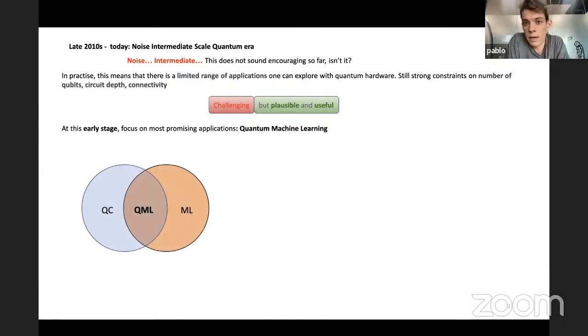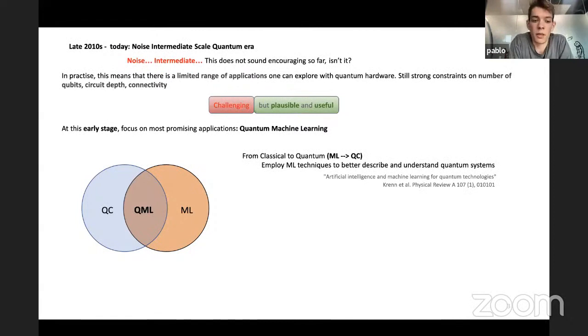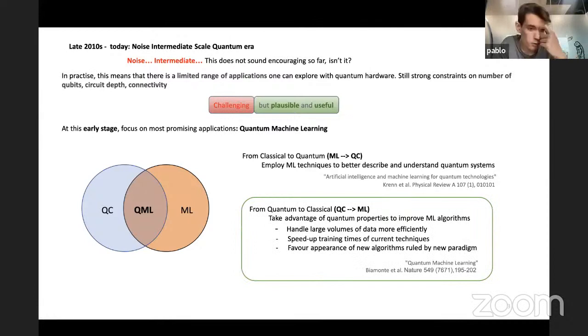For those of you that are not familiar with this term, quantum machine learning is just the intersection between machine learning, classical data analysis, as you all know, and quantum computing. Here one could think of quantum machine learning as the application of machine learning techniques in order to better recognize and better understand quantum data. But this is not what we mean here. We mean the other way around, which is to take advantage of quantum properties, quantum phenomena, in order to improve our machine learning algorithms. When we say improve, we mean handling larger volumes of data more efficiently, speeding up training times of current techniques, or simply coming up with new algorithms ruled by this new paradigm that simply cannot be replicated in terms of classical solvers.